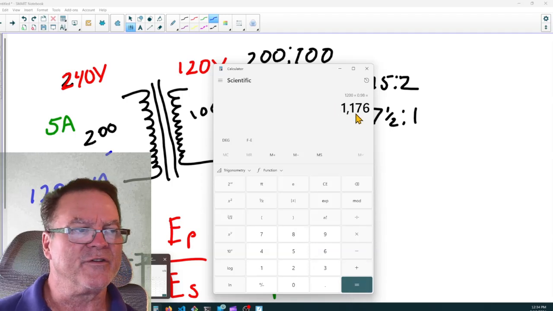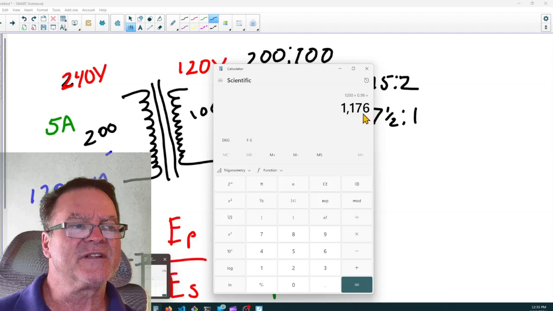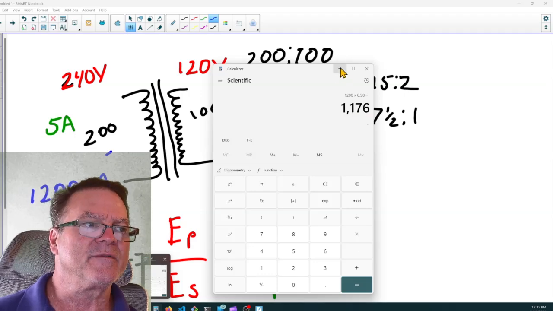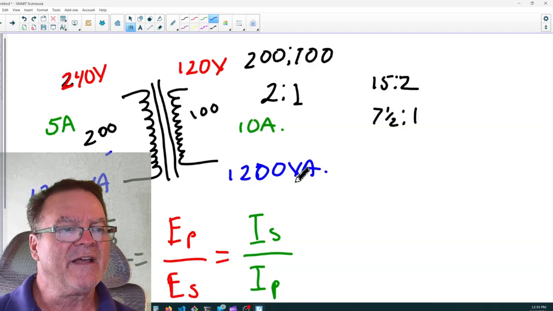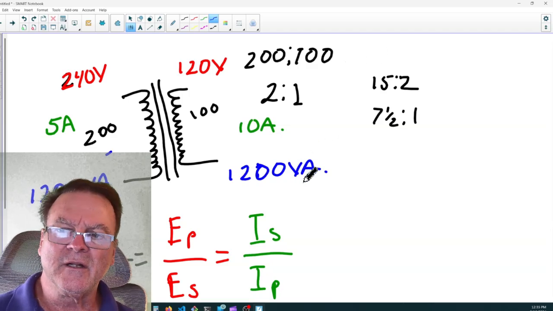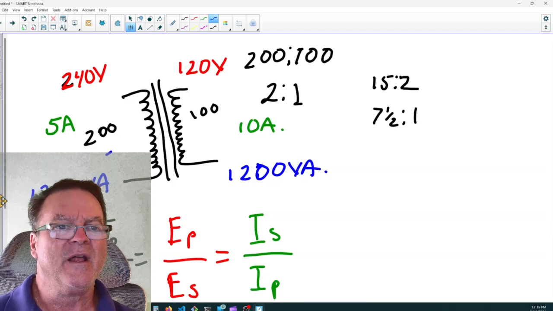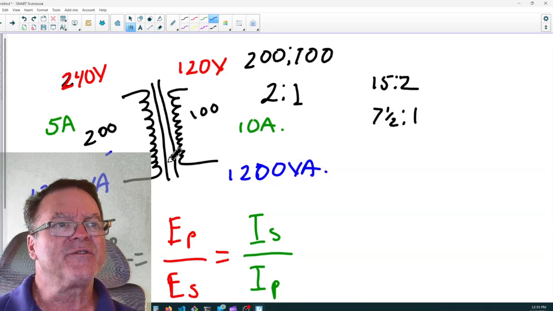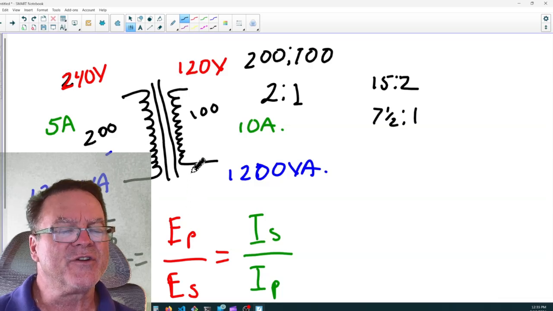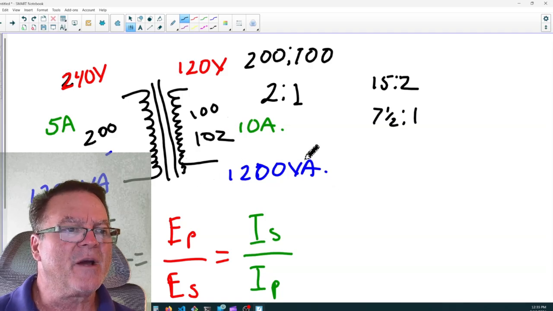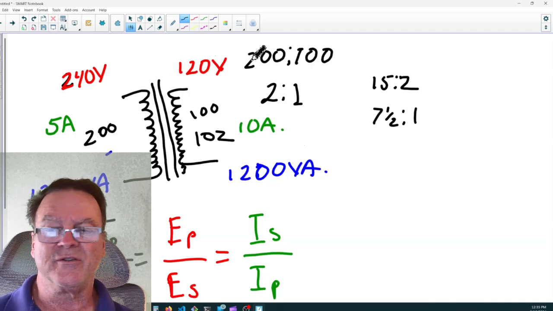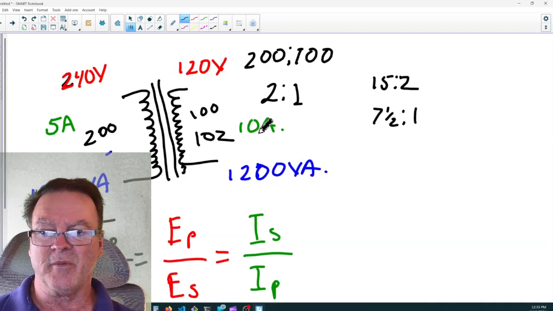We didn't get 1200 volt amps out. We got 1176 volt amps out. That's all I was trying to show you. It took me 17 tries, but we got there. We got a little bit less out than we put in. And the manufacturers know this. So instead of putting 100 turns in the secondary, they'll put 102. They'll put just a couple more turns in the secondary to make sure that the voltage coming out is indeed 120 volts, and your current's going to be just a little bit less.